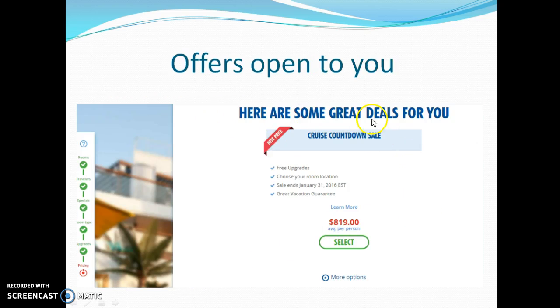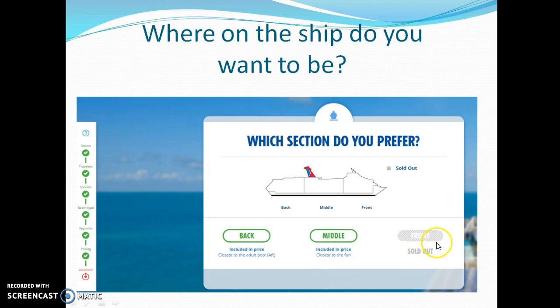Now it gives me my offers. This offer is the Cruise Countdown sale, offering me free upgrades. I can choose my room location. It tells me that my sale ends on January 31st. And it gives me the vacation guarantee, which means that if I find this for a lower price on Carnival.com, they will either move me up to the category that I paid or offer onboard credit. So I think this deal is pretty good, so I'm going to select it.